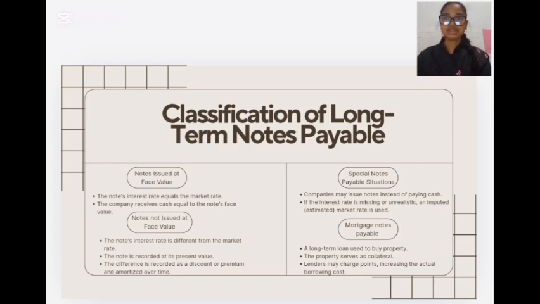And for the special notes payable situations, companies may issue notes instead of paying cash, and if the interest rate is missing or unrealistic, an imputed or estimated market rate is used. And for the last part, that is mortgage notes payable, a long-term loan used to buy property, and the property serves as collateral, and the lenders may charge points, increasing the actual borrowing cost. So that's all from the long-term notes payable part. The next will be presented by my friend.